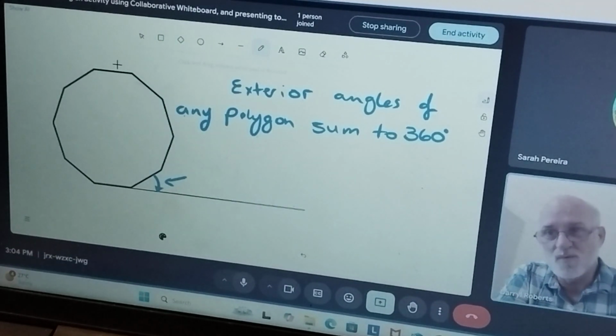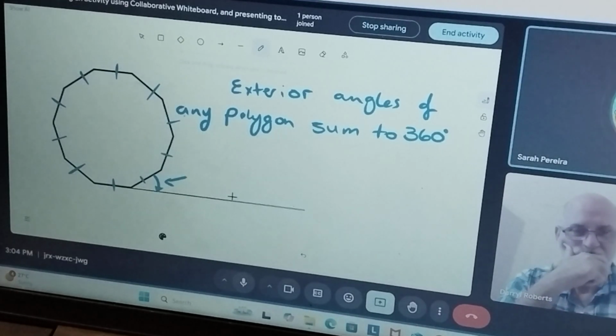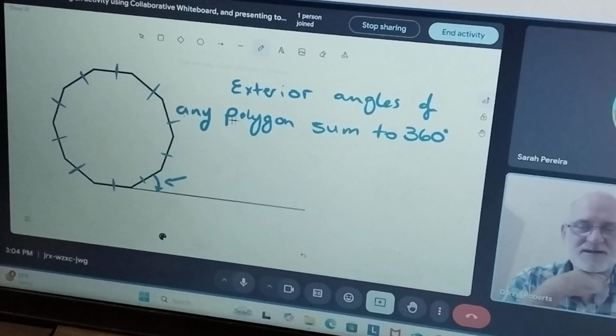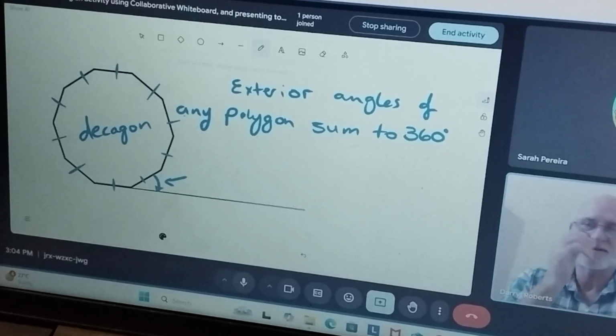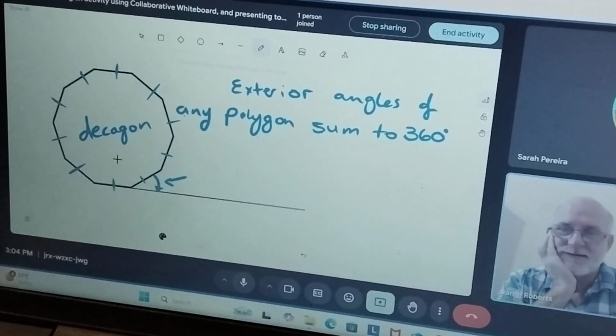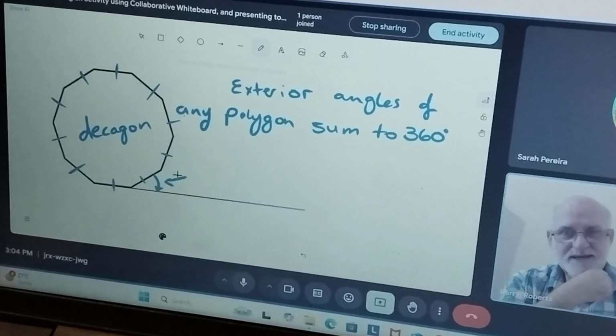Now this is a regular decagon. So knowing that, I can work out what the exterior angle is. Wait, so a polygon is 7, right? No, a polygon is many sides. This is a decagon. There will be 10 exterior angles, won't there? Because there's 10 sides. Yeah.